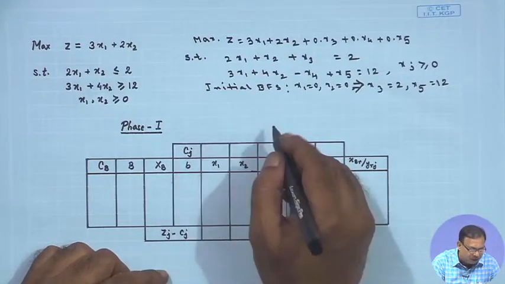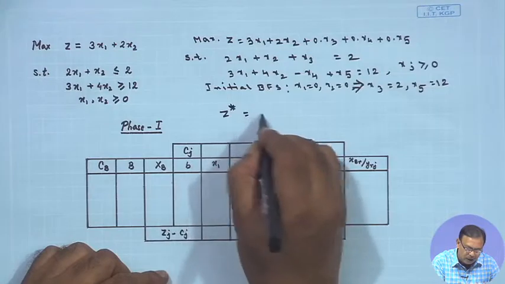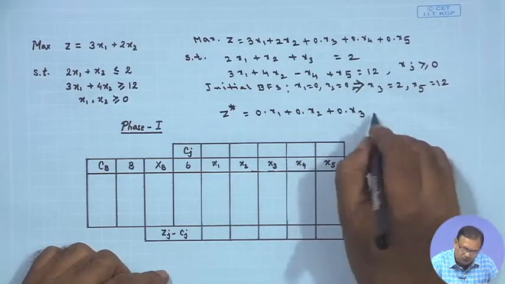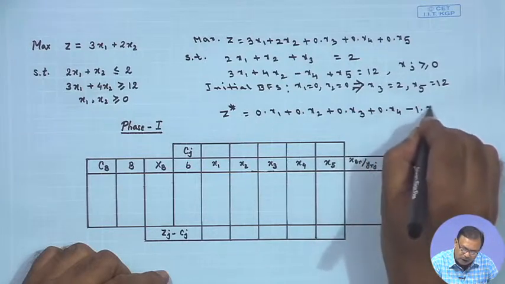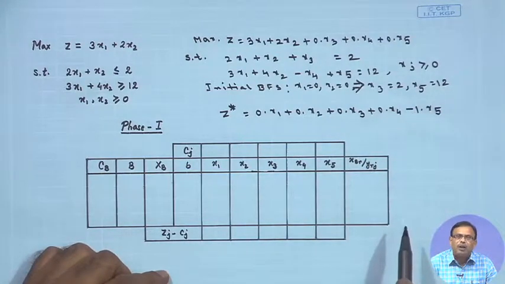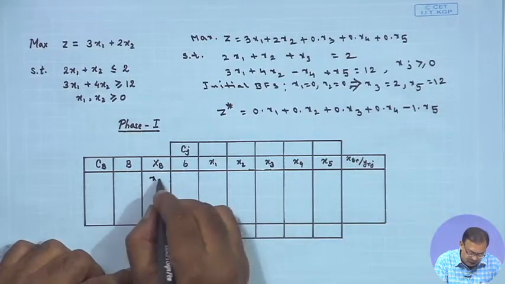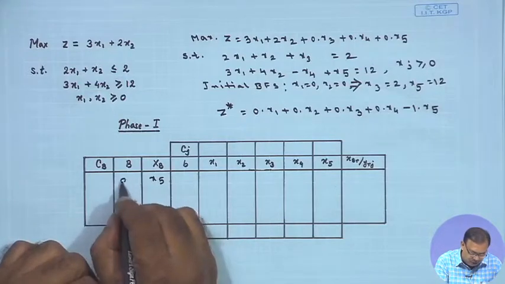Now, your auxiliary objective function, which we are denoting as z star, will be equal to 0 into x1 plus 0 into x2 plus 0 into x3 plus 0 into x4 minus 1 into x5. As we have told, for the artificial variable the coefficient will be minus 1, whereas for all other decision, slack and surplus variables the value will be 0. So, this is the new auxiliary objective function, and I have to now optimize it subject to the original set of constraints. In the basis you have two variables, x5 and x3.